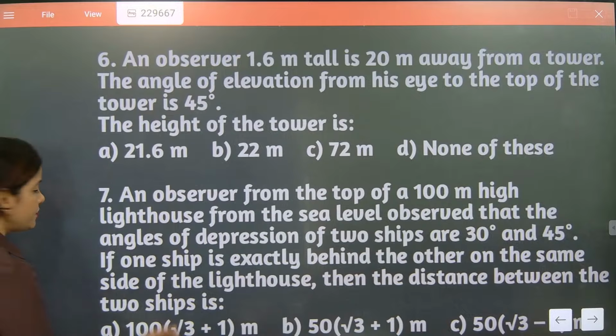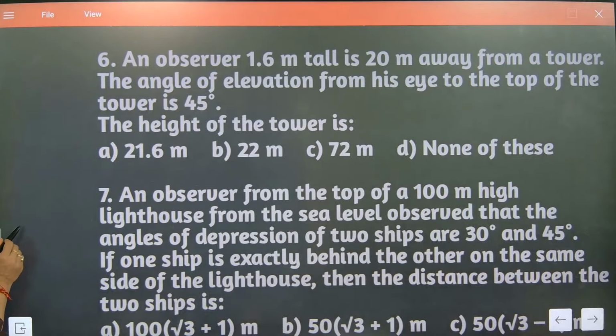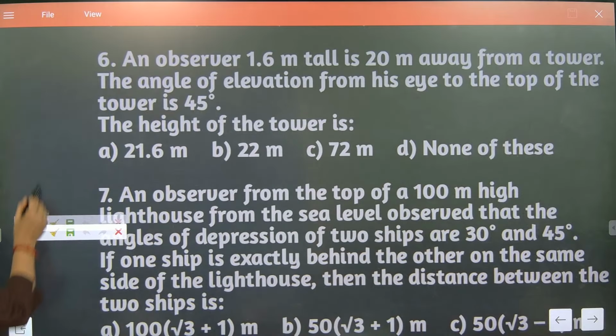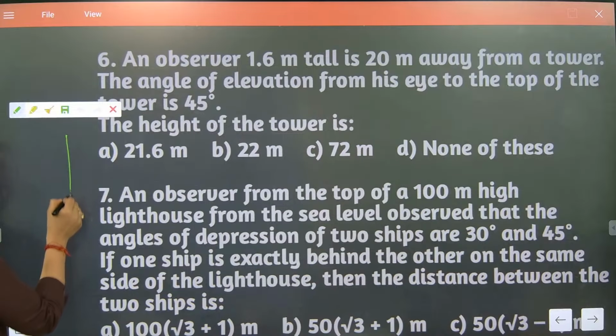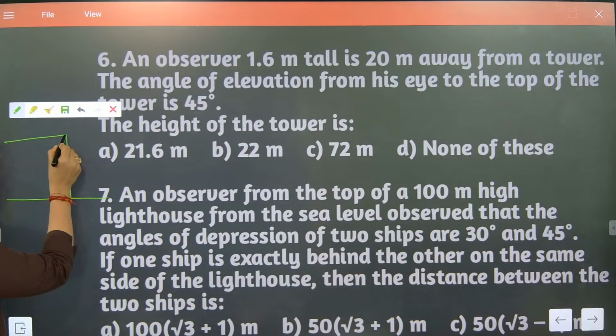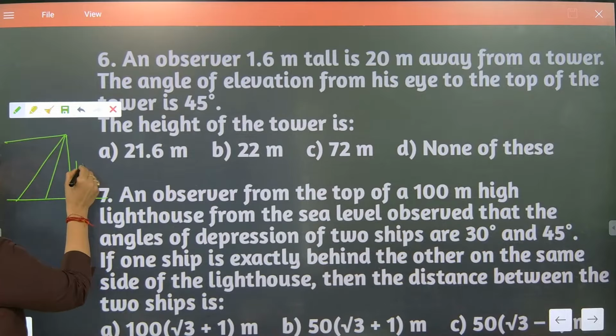So let's see. We'll solve this question. So how to solve this question? How you are going to approach this question? An observer standing on the lighthouse, and from the lighthouse he is seeing two boats. Understood? So the lighthouse is 100-meter high.